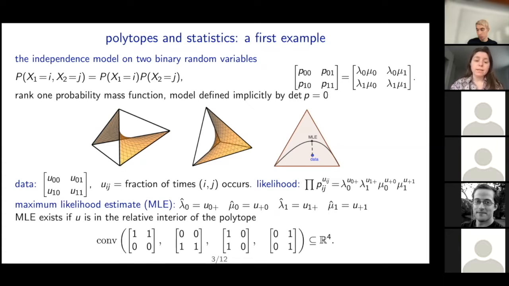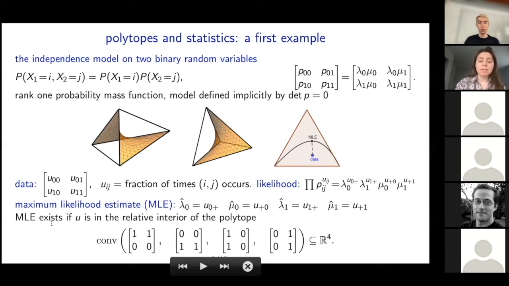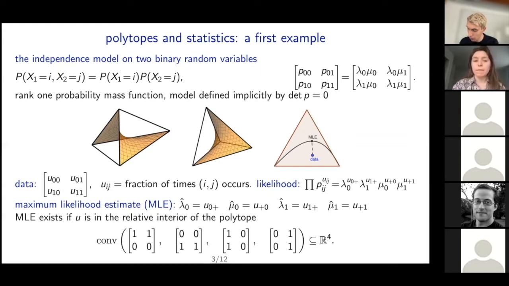Okay, and this is the connection between statistics, specifically the existence of the maximum likelihood estimate, and polytopes. So a particular polytope that comes from the model, and for which the existence of the maximum likelihood estimate is characterized by where the data lies in relation to this polytope. So that's the connection between polytopes and statistics in this first example of the independence model.